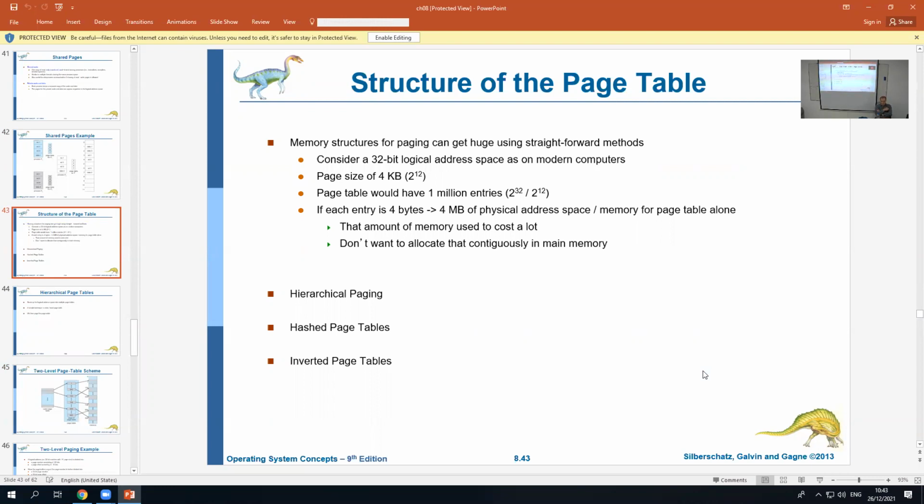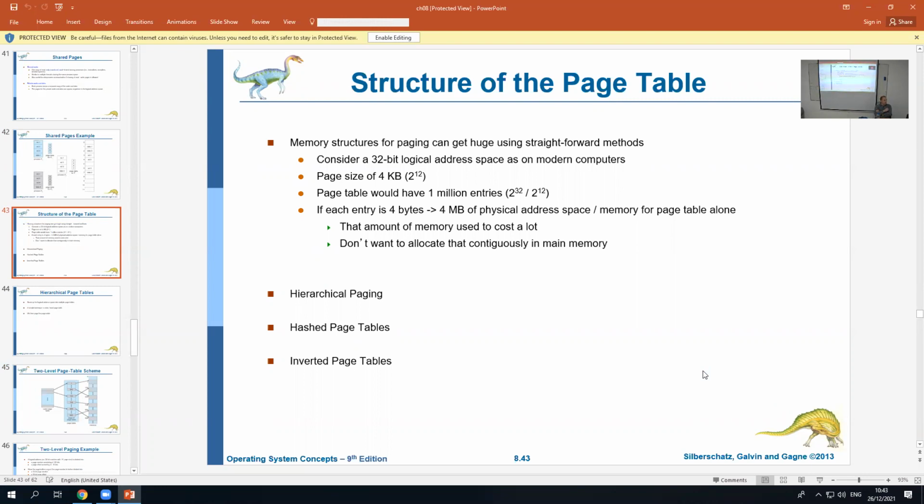Why is it 2 to the 12th? How do you know it's 2 to the 12th? 2 to the 10th is what? A kilobyte. What's 2 to the 20th? A megabyte. What's 2 to the 30th? A gigabyte. So 2 to the 10th is a kilobyte, but this is 4 kilobytes. And what's 4? 2 to the 2nd. So it's 2 to the 2nd times 2 to the 10th, which is 2 to the 12th. So that's why it's 2 to the 12th. So a page size of 2 to the 12th.